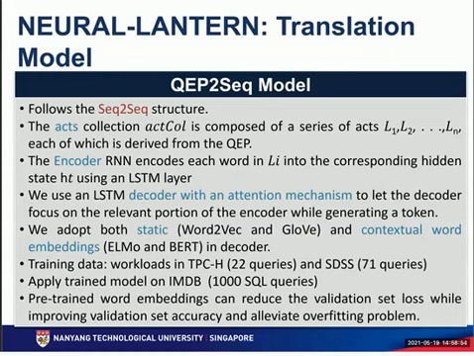So the encoder RNN encodes each word in the act into the corresponding hidden state using an LSTM layer. We use an LSTM decoder with an attention mechanism to let the decoder focus on the relevant portion of the encoder while generating a token. We adopt both static, for example, word2vec and GloVe, and contextual word embeddings like ELMo and BERT in the decoder.